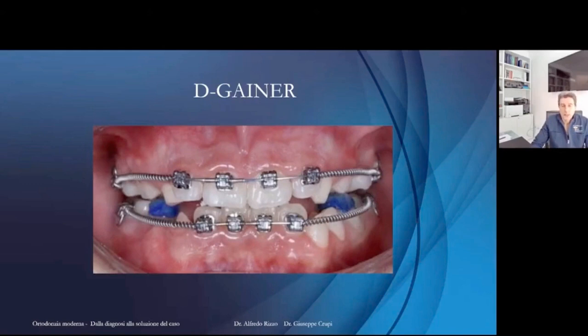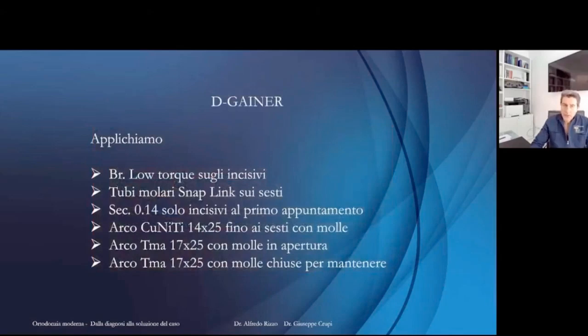Initially, we bond the brackets on the incisors only, and after aligning them, we add tubes on the molars and we add open springs. The protocol is as follows. First, we apply low torque brackets on the incisors, upper and lower.